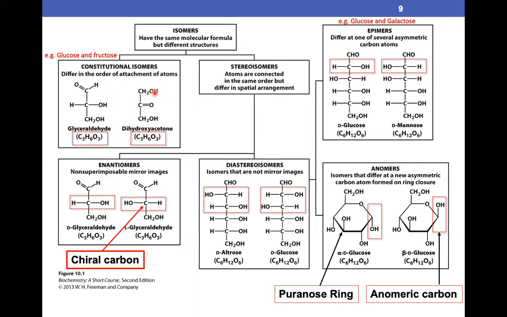We got constitutional isomers out of the way. Now let's move on to stereoisomers, okay? Stereoisomers also, again, still have the same molecular formula, okay? But this time, their bonds, aka their covalent bonds, are also the same, right? The only difference is that they are arranged differently in space.